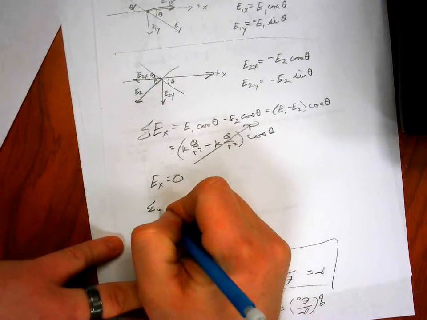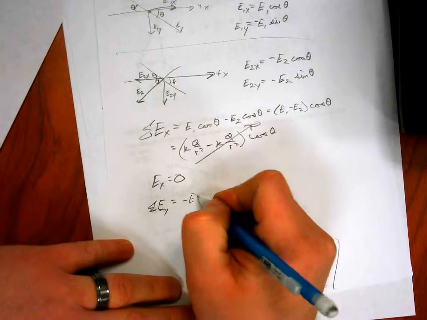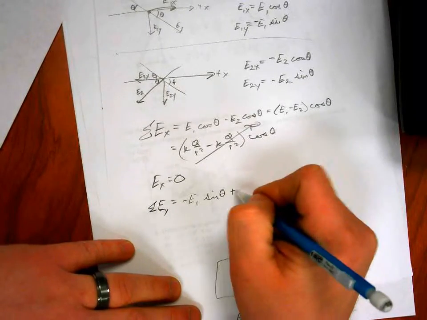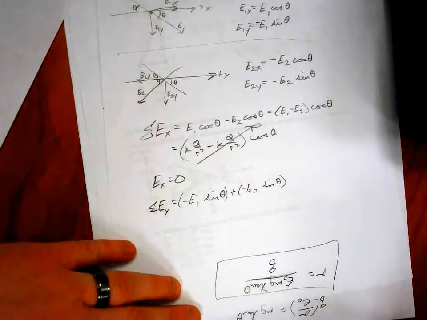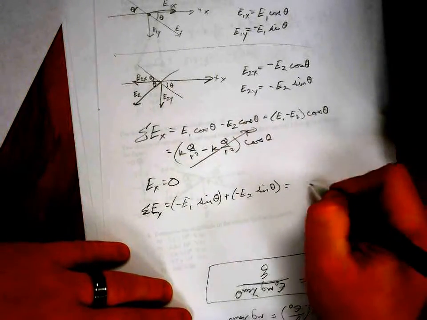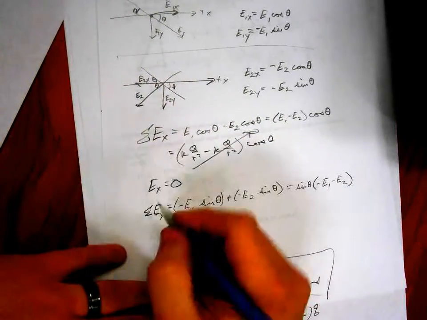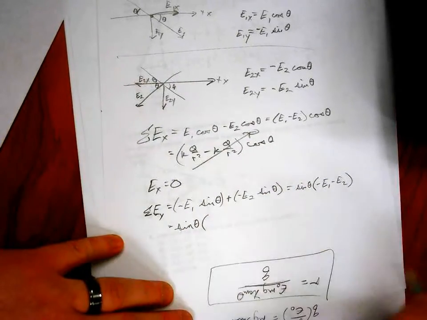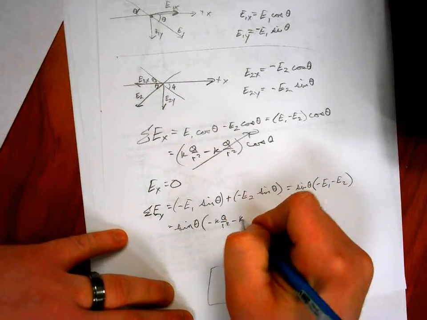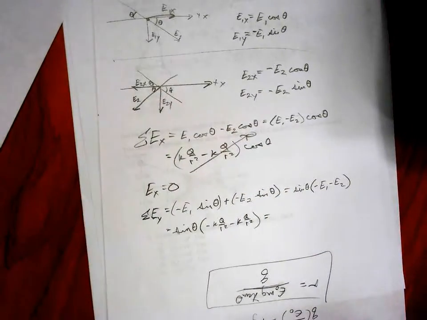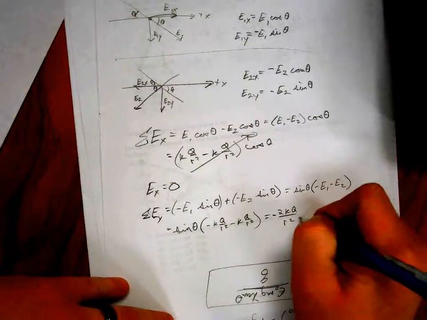The sum of the fields in the y direction then is negative E1 sine of theta plus negative E2 sine of theta, which is sine of theta times negative E1 minus E2, which is sine of theta times negative E1, negative KQ over R squared, minus E2, which is KQ over R squared, which is negative 2 KQ over R squared times sine of theta.